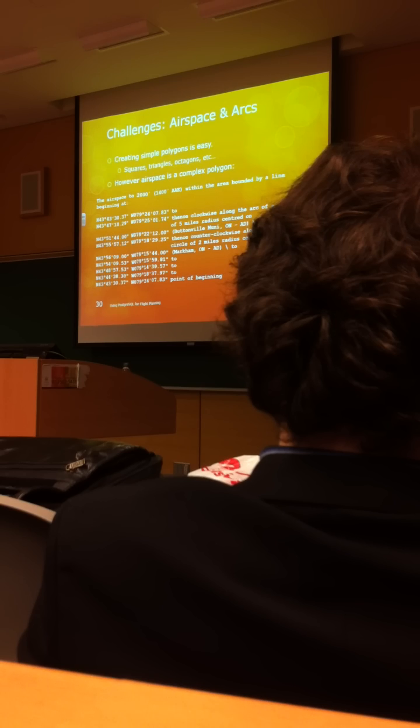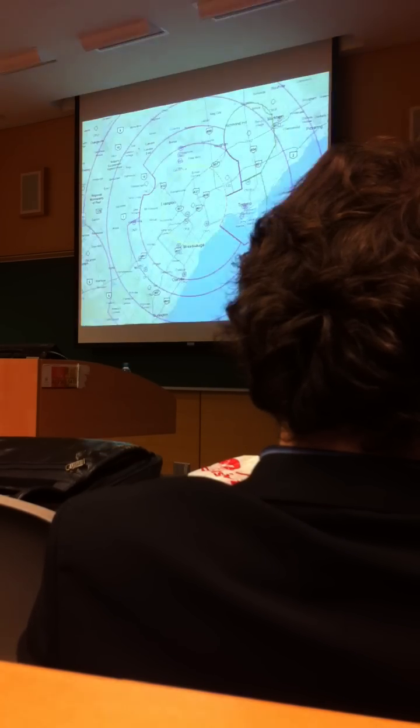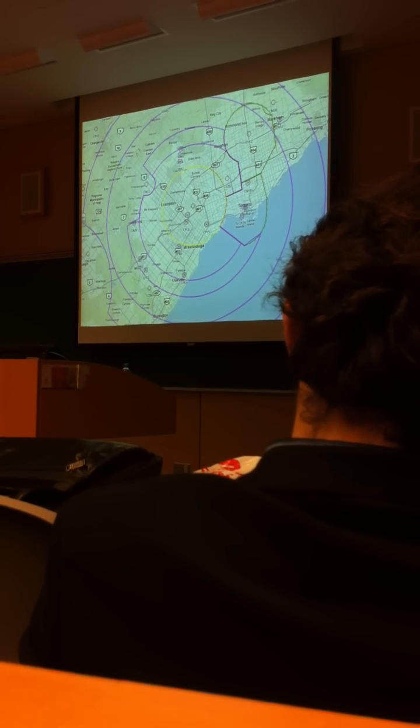So I wrote a Perl script to parse this out, and I use various Postgres functions to create the arcs for me. So this is the specific piece right here, up, and then we have another little arc down here. So this is this airport's airspace within this green boundary.